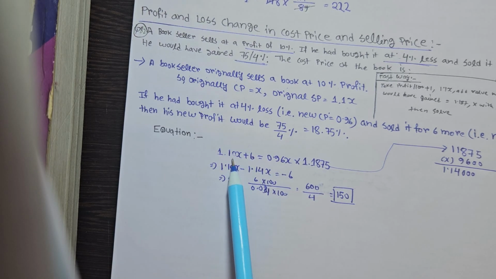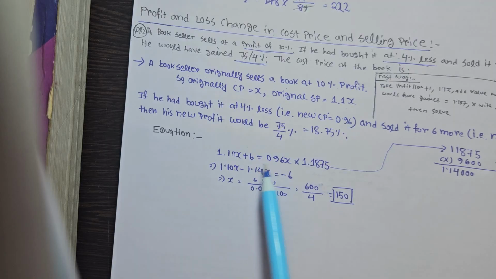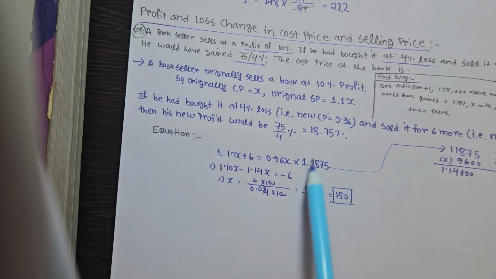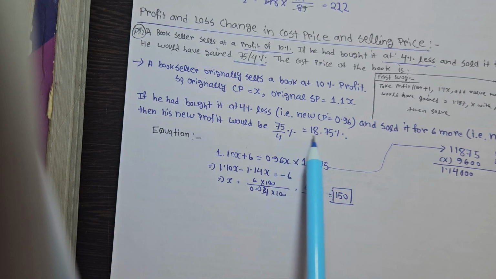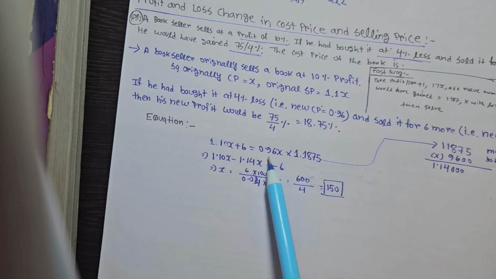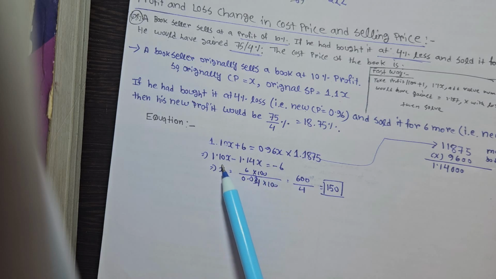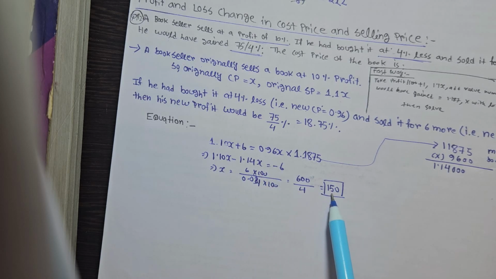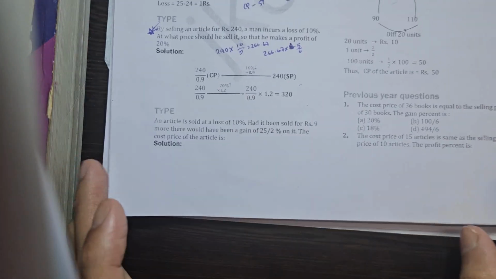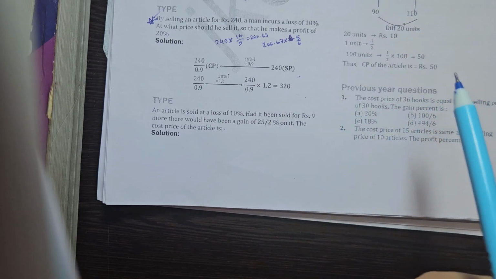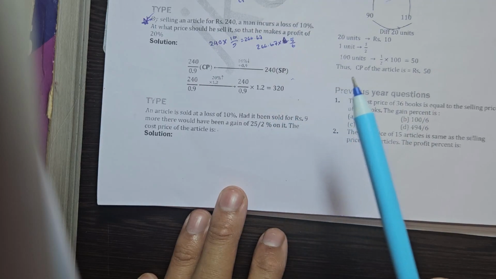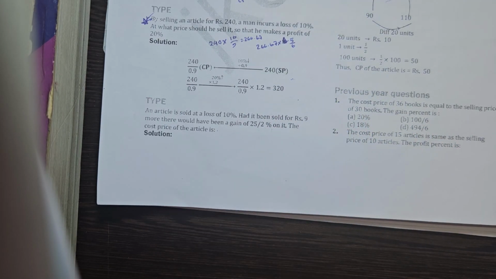So we just wrote 1.10x, which is this, plus 6, which is the new SP, equals 0.96x, this one, multiplied by 1.1875, which is 18.75%. So if you do the multiplication here, it comes to 1.140. We subtracted, divided, and got the answer value of 150. So the problem we have right now is also similar. We just have one or two values simpler.